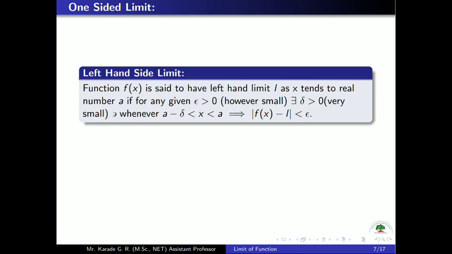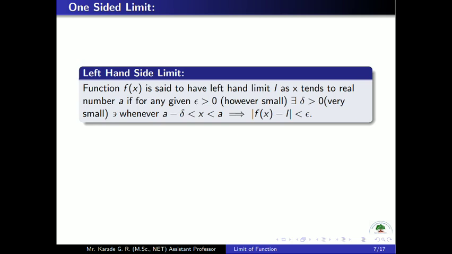In this lecture, we learn about the limit of a real valued function. So let us define. There are two types of limit. First is one side limit: left hand side limit and right hand side limit. So first of all, we define function f of x.